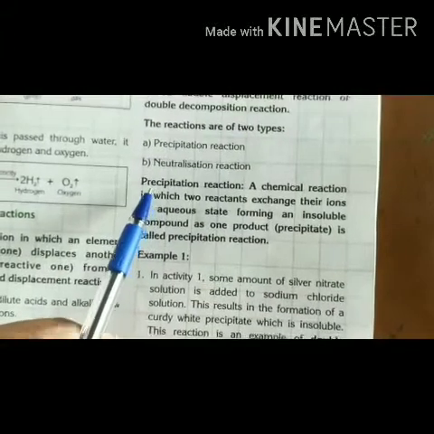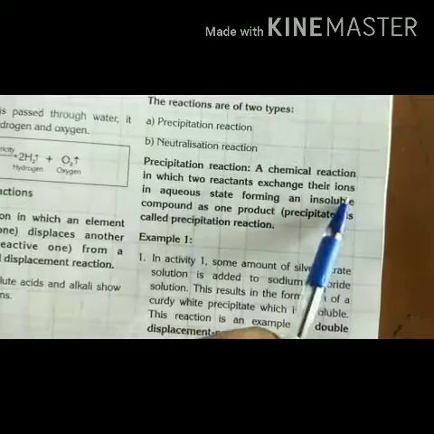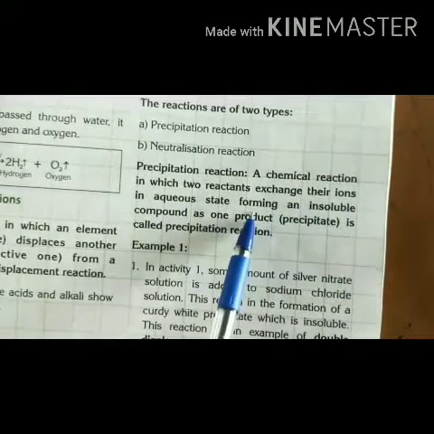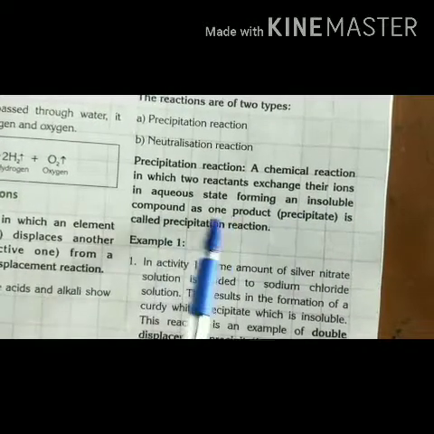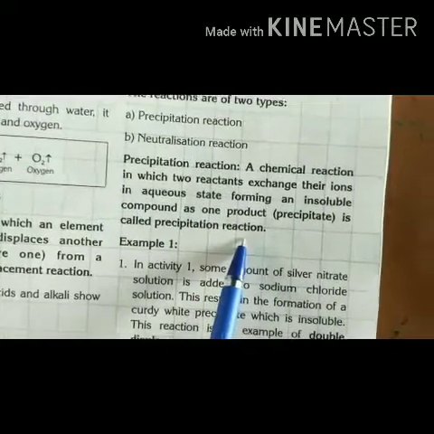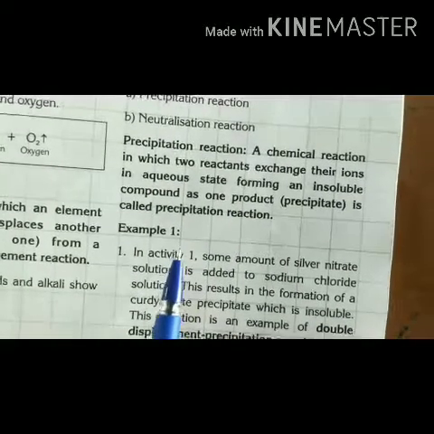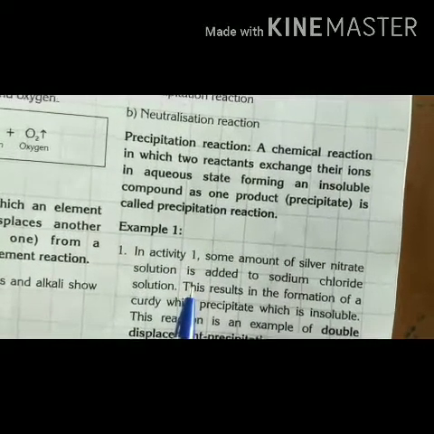What is the precipitation double displacement reaction? A chemical reaction in which two reactants exchange their ions in aqueous state, forming an insoluble compound as one product, the precipitate, is called precipitation reaction. Students, I had already told all of you the meaning of precipitate.